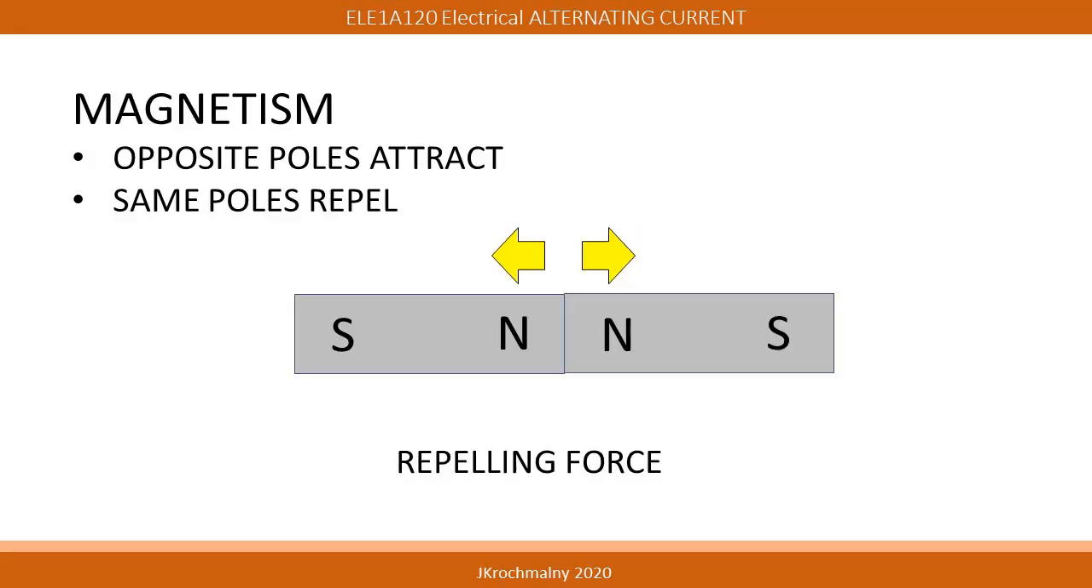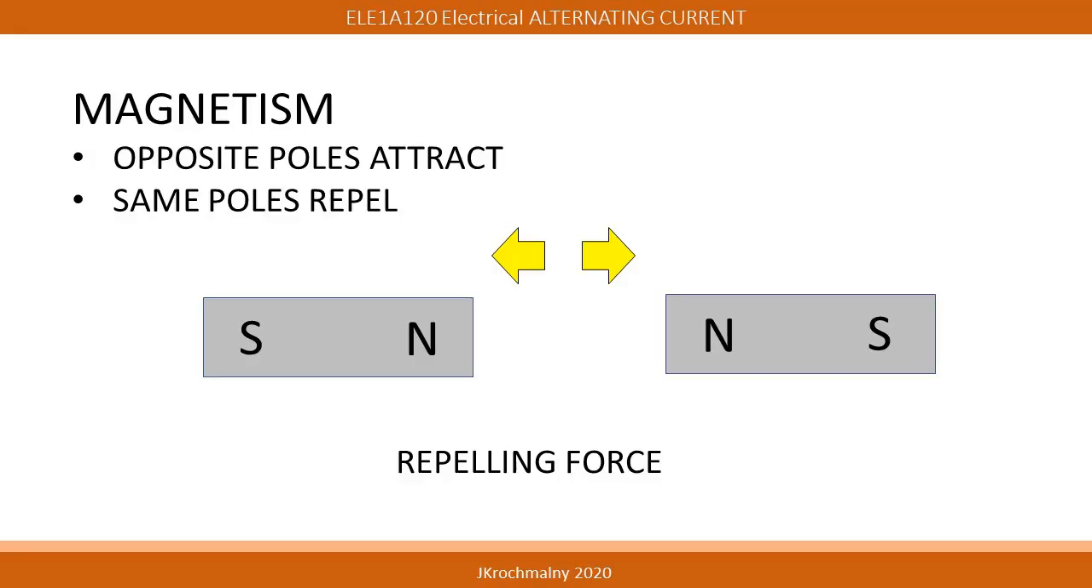We may also understand that when two identical poles of magnets face each other, there is a repelling force. The repelling force results in the movement of the magnets away from each other. This invisible force of attraction and repulsion is attributed to the lines of flux existing within the magnet.